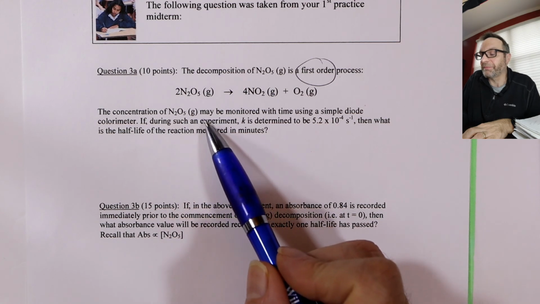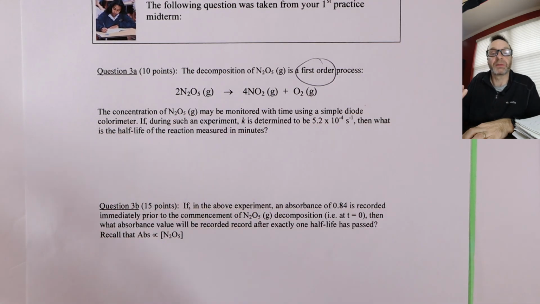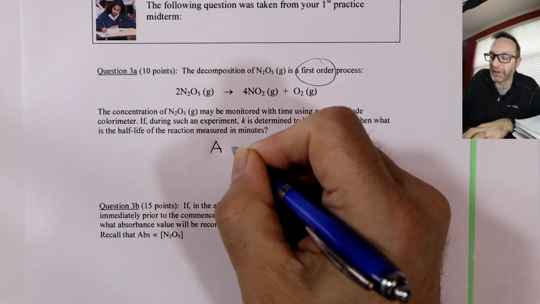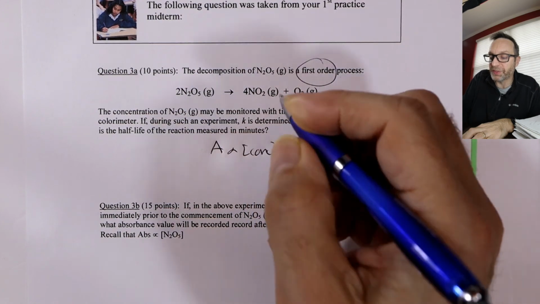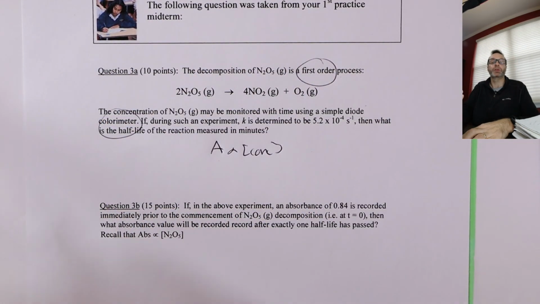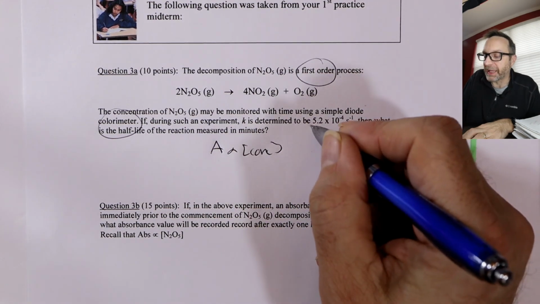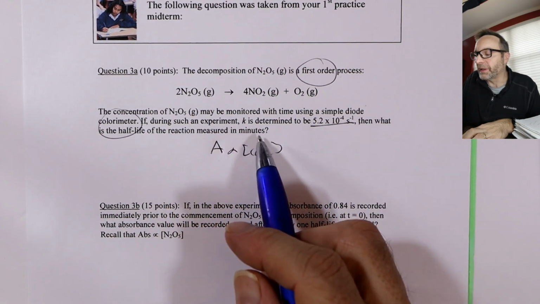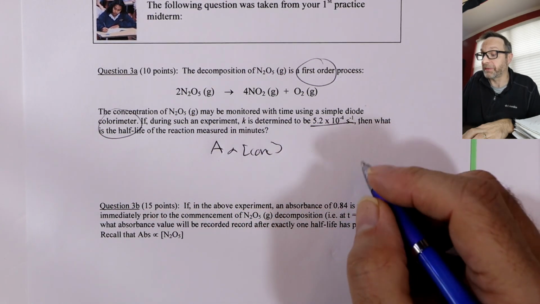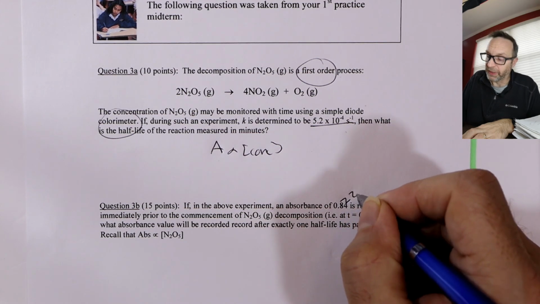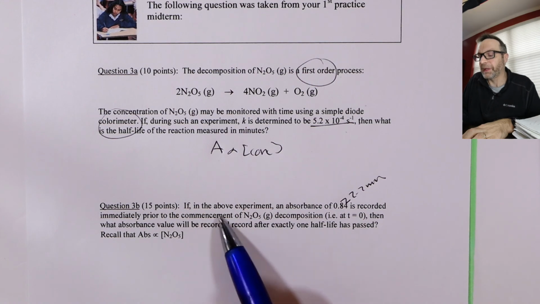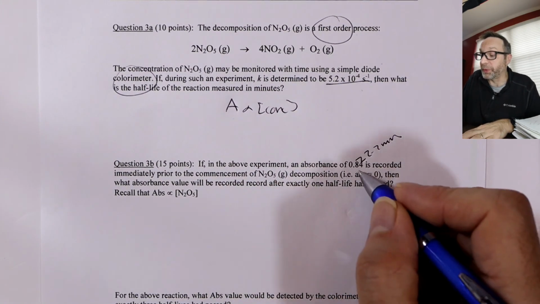The concentration of N2O5 may be monitored using a simple colorimeter. The absorption of the color is proportional to concentration. Whenever you see that, understand Beer's law: how much light is absorbed by colored material is proportional to how many things are in the way. That's the concentration. So we're just going to use absorption instead of concentration, and it works just the same. Try that one out. There's your k. Concentration, what's the half-life? Work it out. There's k, just like before, 22.2 minutes.